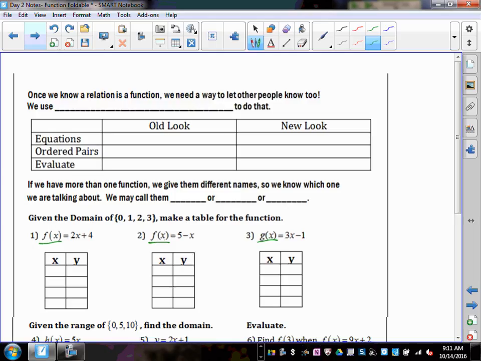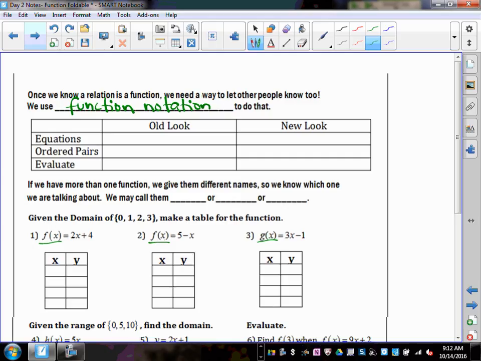notation. So all along you've just been doing y equals, or h equals, or z equals, or some letter equals. But now we have what's called function notation. So that once we know a relation is a function, remember relation is just a bunch of points, if it meets that requirement that each x has one and only one y, we call it a function. So using this notation allows us to communicate, hey guys, this is a function. So we use function notation to do that.